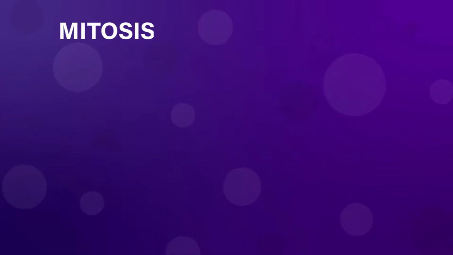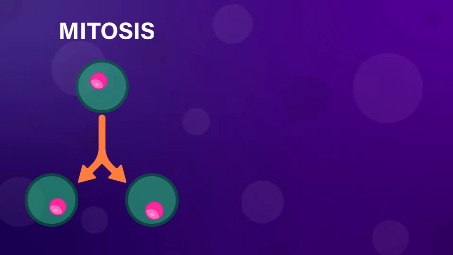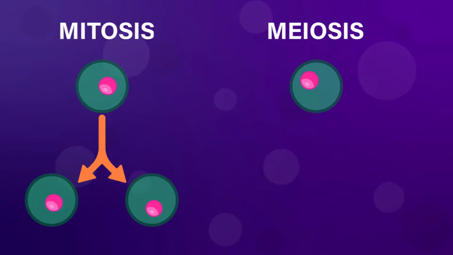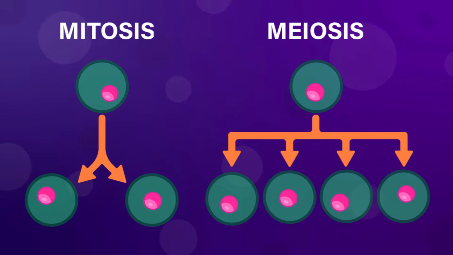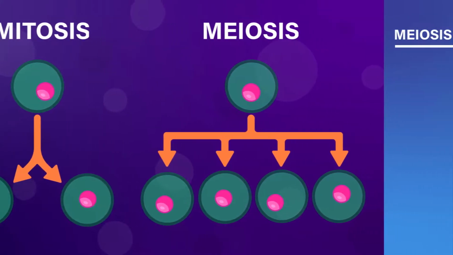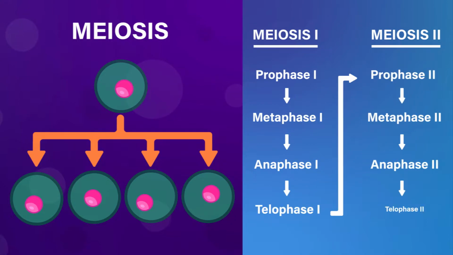There are two types of cell replication. Mitosis is a process where one single cell divides and creates two identical copies of itself. Almost every cell in the body is created through this process. Meiosis, on the other hand, is a unique type of cell division, resulting in 4 genetically varied cells with half the number of chromosomes. While mitosis only has one division, meiosis has 2. Within each of these divisions, there are 4 unique phases: prophase, metaphase, anaphase, and telophase.